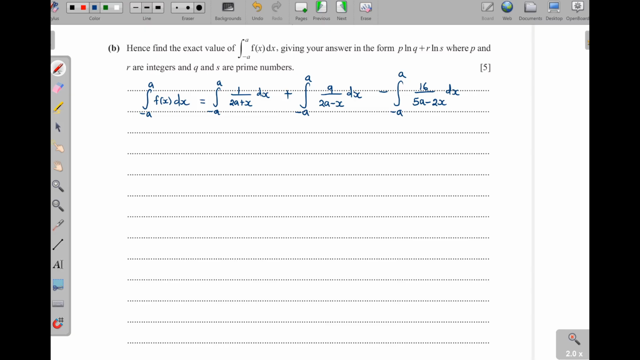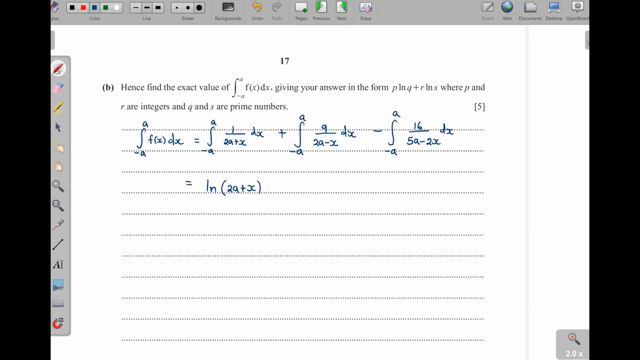Okay, now let's proceed. When we differentiate this one here, we get the one here. That means that is a natural log. So we shall get a natural log of 2a plus x. Okay, remember, when you integrate and you see that what you are having up here is the exact derivative of what you are having down here, then you get the natural log of that denominator. So that is what I'm trying to apply here.